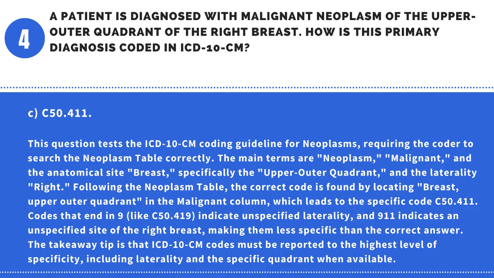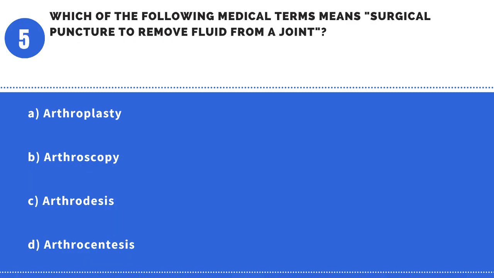Codes that end in 9, like C50.419, indicate unspecified laterality, and 911 indicates an unspecified site of the right breast, making them less specific than the correct answer. The takeaway tip is that ICD-10-CM codes must be reported to the highest level of specificity, including laterality and the specific quadrant when available.